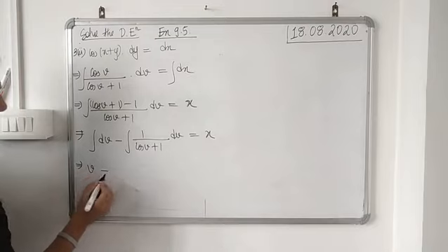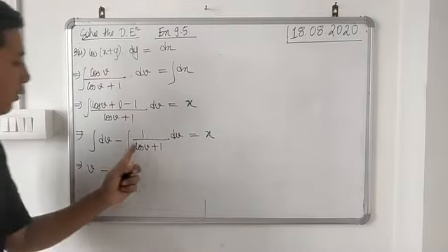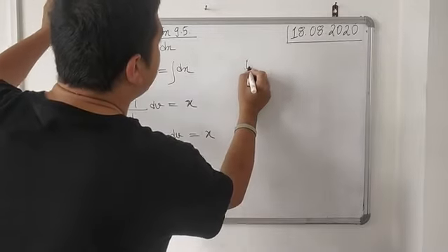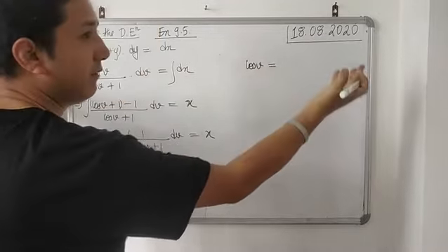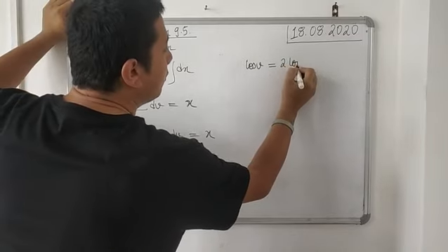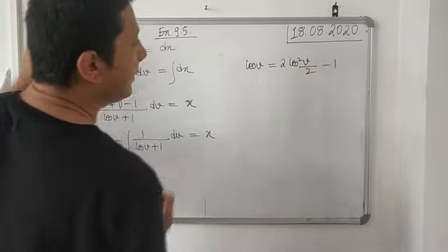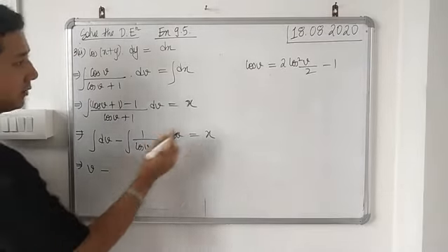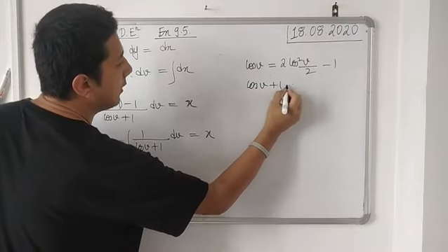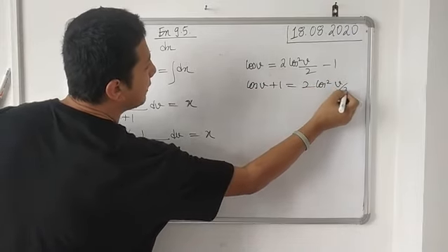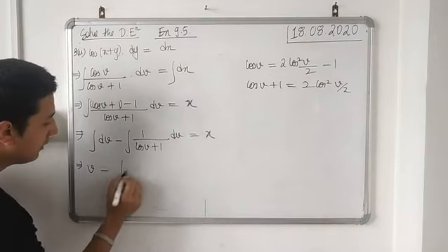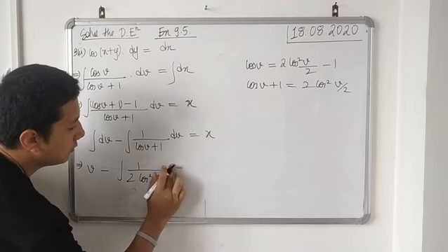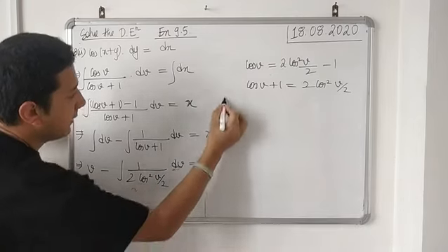So this is v minus, now tell me, cos v plus 1 or 1 plus cos v. I've given the formula in plus. Cos v has three formulas: cos square v minus sin square v, and the second one is 2 cos square v by 2 minus 1. If you use the formula with plus 1, it becomes 2 cos square v by 2 in the denominator, because cos v plus 1 will be 2 cos square v by 2. So the same formula I'm using here, 1 by 2 cos square v by 2, dv equals dx.